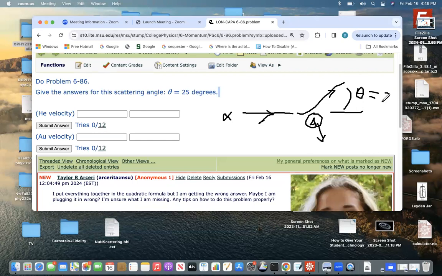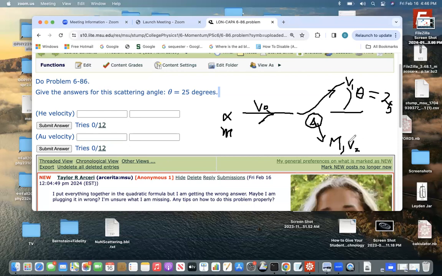So this is going to be 25 degrees. This will have a certain mass, which will be small m. This will have a much bigger mass, call that capital M. This has a certain speed, v0. This has a different speed, v1. This has a different speed, v2.